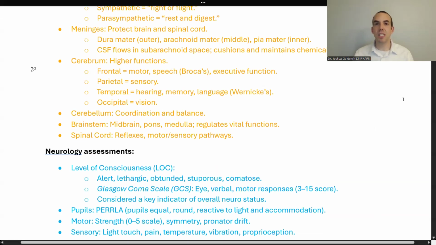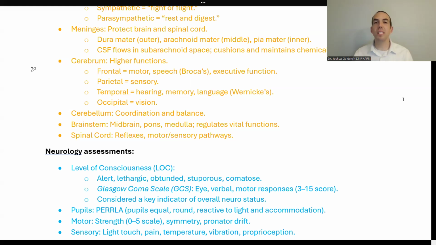Next, let's talk about the meninges. The meninges are a protective coating that sits between our brain and the skull, and it serves a few different purposes. First of all, there's three different layers. There's the dura mater, the arachnoid mater, and the pia mater. These three layers are called the meninges, and these act to protect the brain. They also act to cushion the brain, and they also have some functions of maintaining chemical stability within the brain itself.